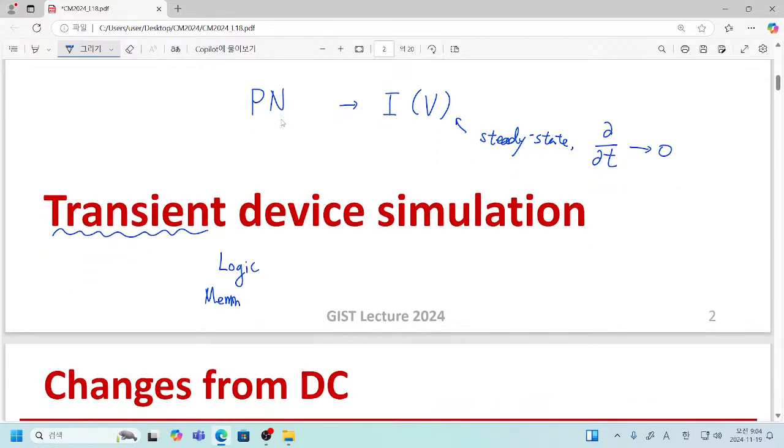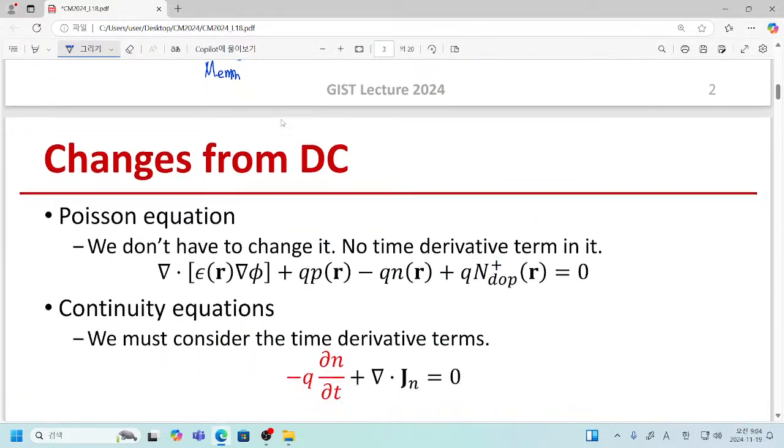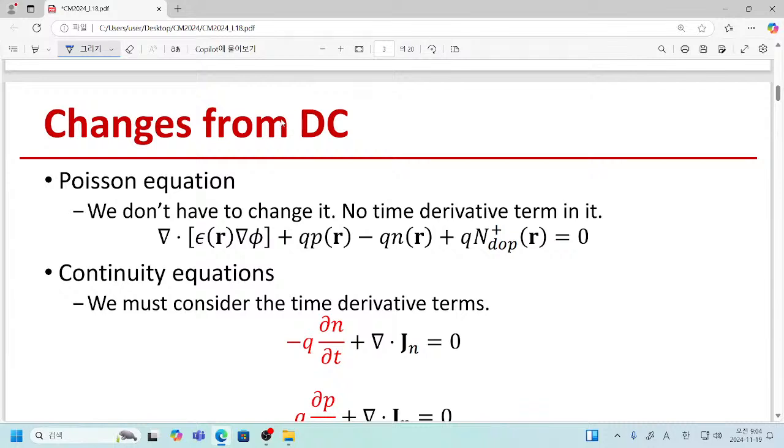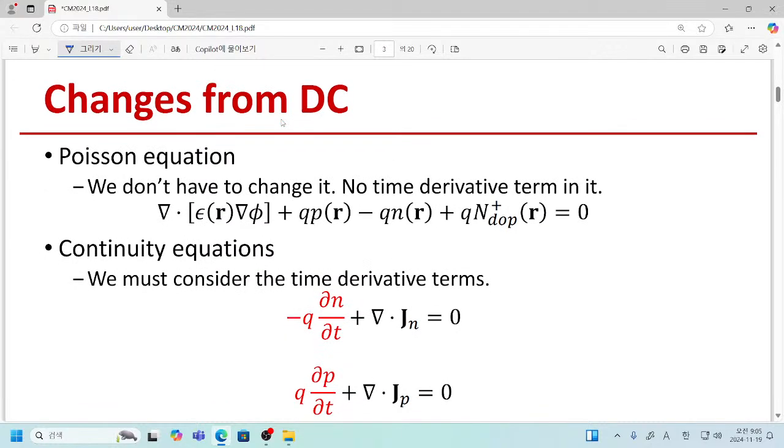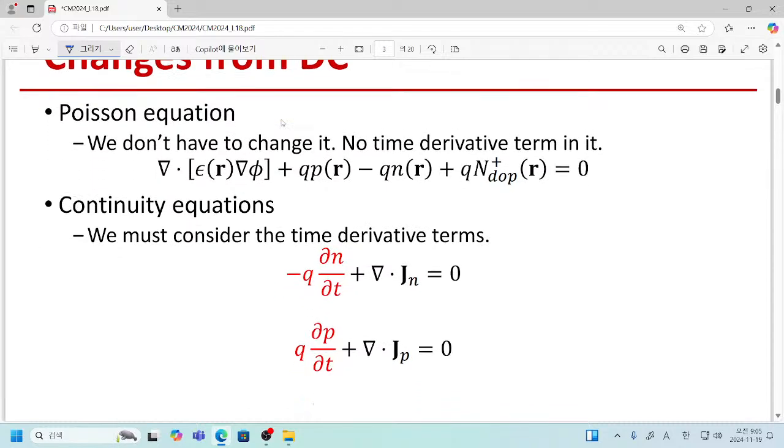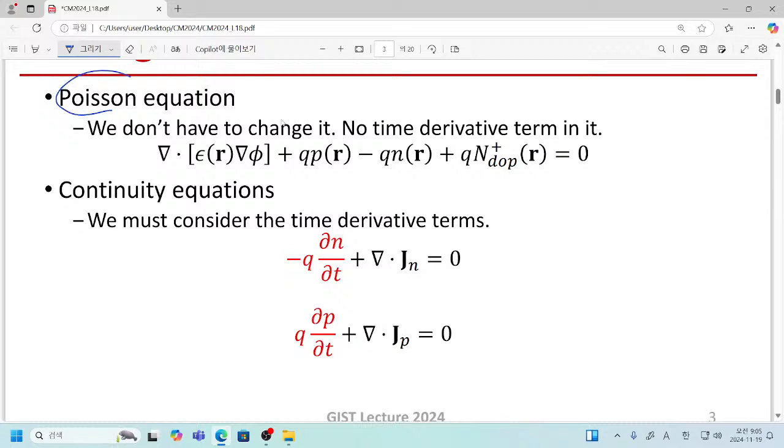In my opinion, the main difference comes from the displacement current. Let me just explain. This material is just a typical one. What is the difference between our previous steady state simulation and transient simulation? Yes, in the case of the Poisson equation, we don't have any change, but in the case of the continuity equation, now we have a time dependent term.